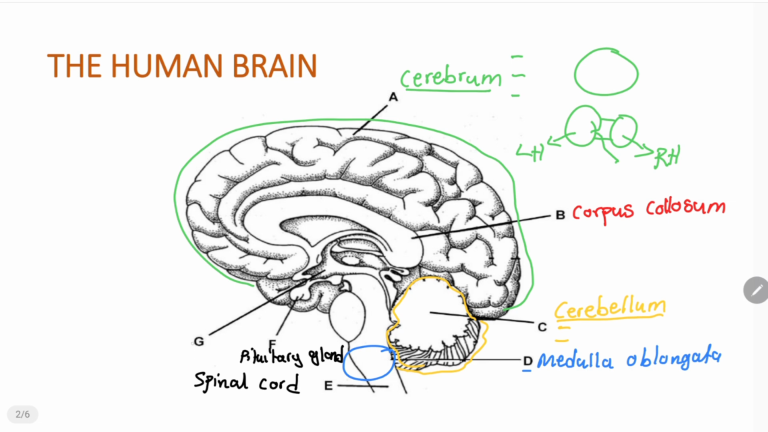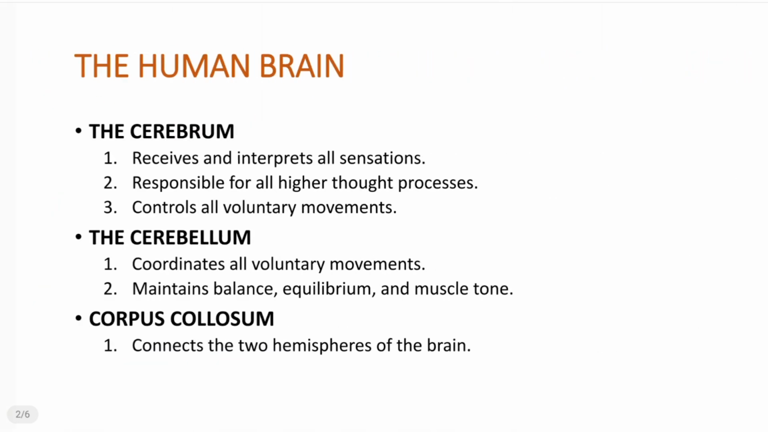Right. Now let's come to the part labeled G. The part labeled G is the hypothalamus. So we will discuss in detail the hypothalamus and the pituitary gland when we focus on endocrine systems and homeostasis. So in general, these are the different parts of the brain, and we've already discussed their functions.